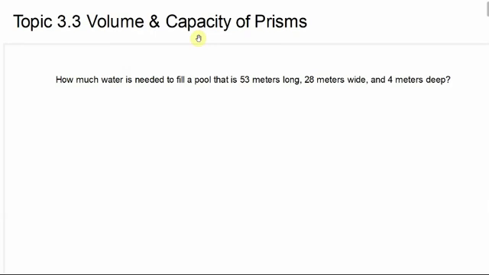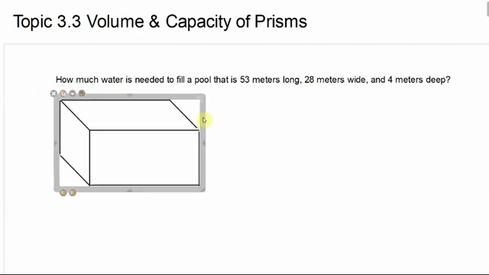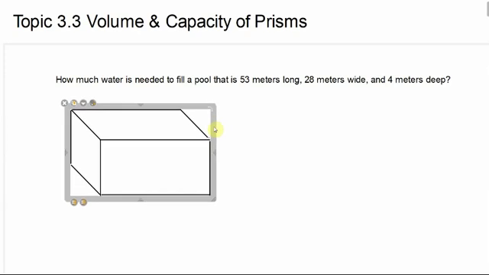All right, let's begin. So we have these word problems that start off with questions about capacity. How much water is needed to fill a pool that is 53 meters long, 28 meters wide, and 4 meters deep? What you're going to have to do is, in fact, draw. I've already spent some time drawing one of these things. It happens to be a rectangular prism.